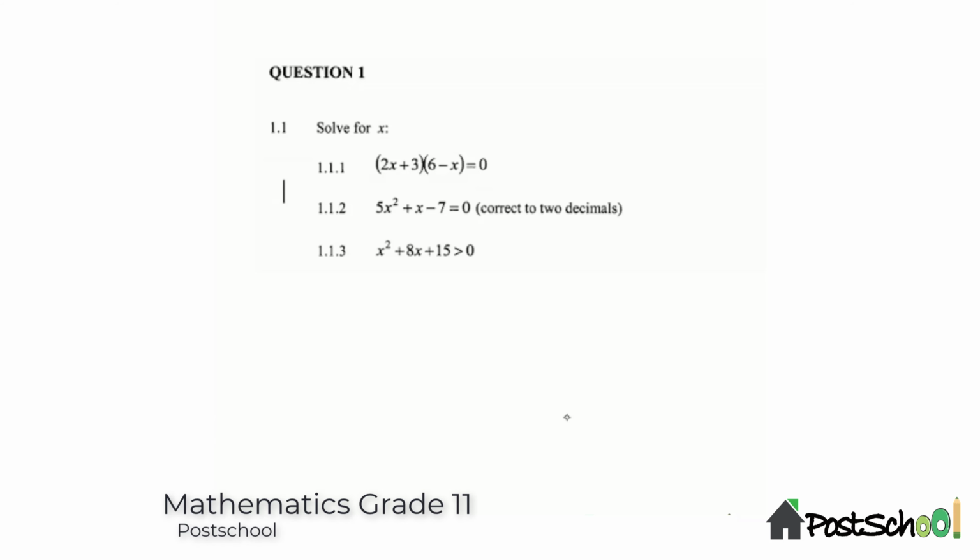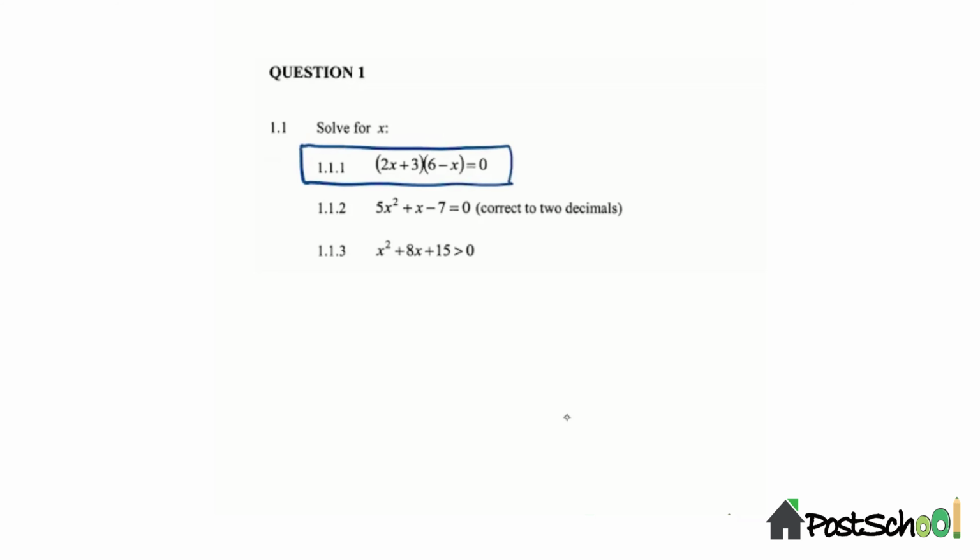So today we are doing question 1 on mathematics grade 11. Let's look at 1.1.1. If you're given a question like this, how will you go about solving it? Most of the time we are going to be given the question in factorized form like this, or a question that you still need to factorize. If you still need to factorize it, it might be 3 marks, something like that.